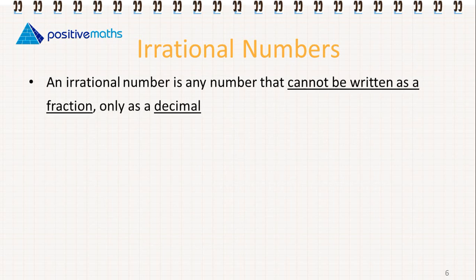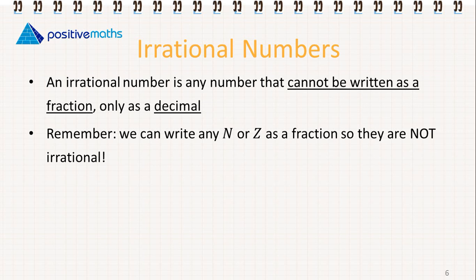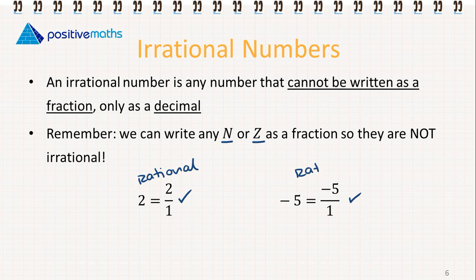Moving on to irrational numbers. An irrational number is any number that cannot be written as a fraction, only as a decimal number really. So we must remember that we can write natural numbers or integers as a fraction, so they are not irrational. So for example, 2 we can write as 2 over 1, so that is a rational number, and minus 5 can be written as minus 5 over 1, so that is a rational number also. So neither of those numbers are irrational.